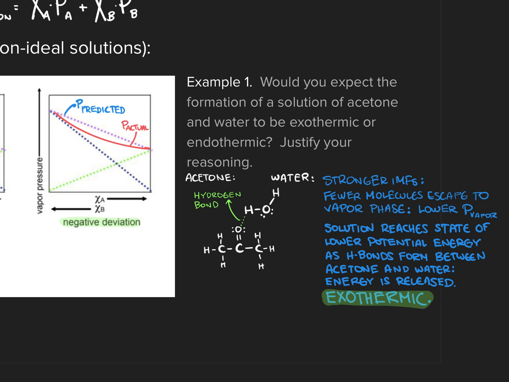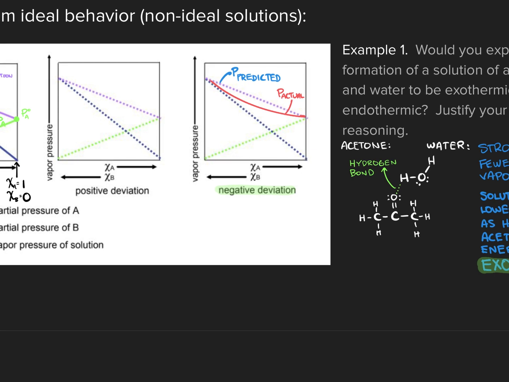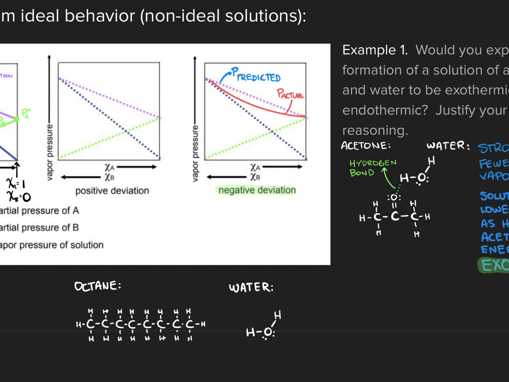So now we've seen how a negative deviation from Raoult's law would play out. Let's now consider what would happen in a different scenario. What about if I were to mix together two different components of a solution that were not at all strongly attracted to one another? Consider, say, the mixture of water and octane, the primary component of gasoline.